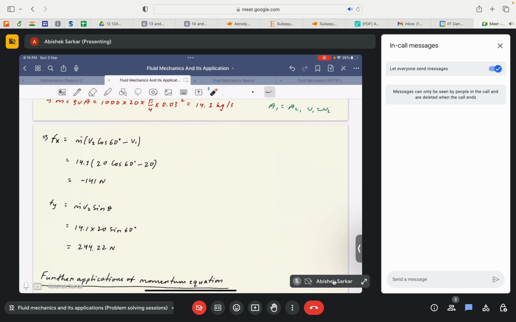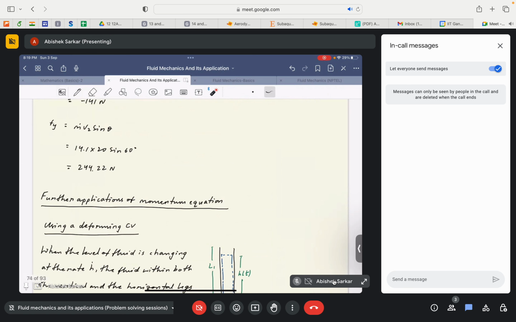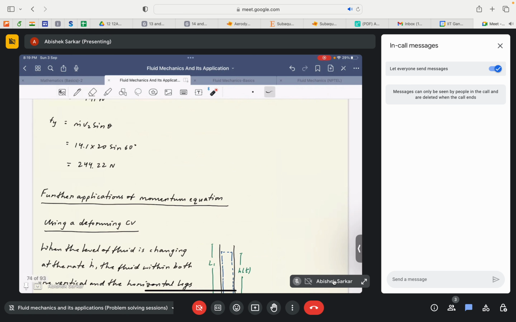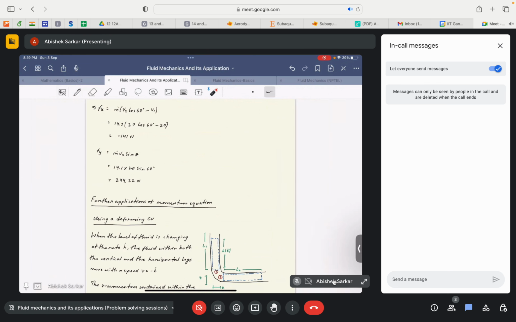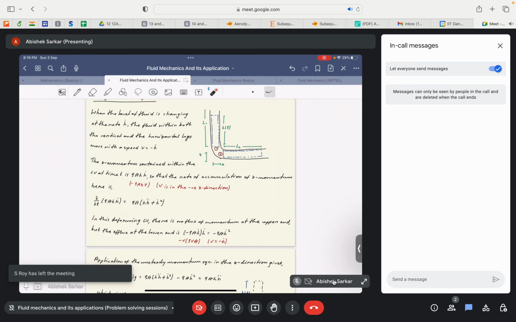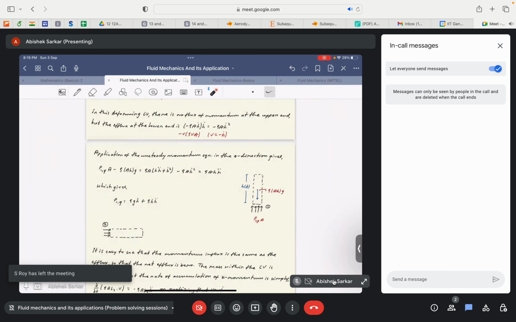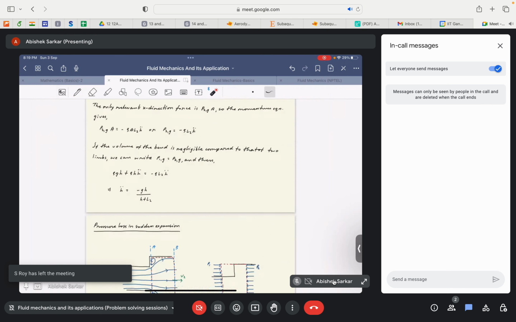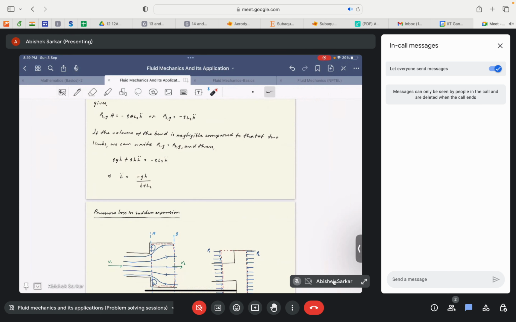Okay, so I hope it was quite simple. We will now discuss further applications of the momentum equation. This part, I guess, was discussed in the class, so I would take it a bit later if needed, because we have a lot more to cover in this session.